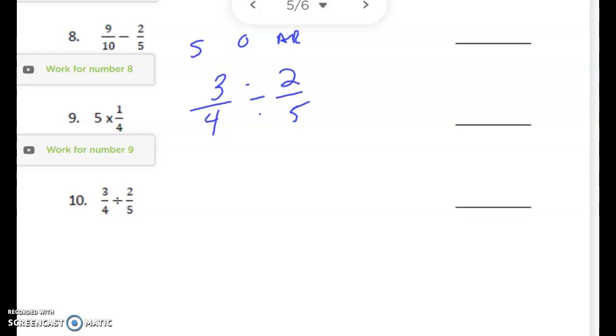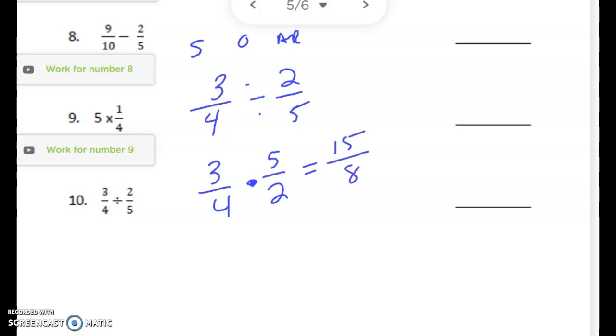So same, 3/4 stays the same. Opposite of division is multiplication. And the reciprocal of 2/5 is 5/2. Now, we can multiply straight across or do cross simplifying, but I don't see any cross simplifying today. 3 times 5 is 15. 4 times 2 is 8.